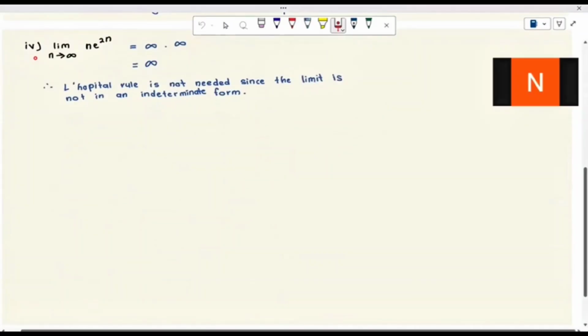Okay, for the last question, limit of n times e to the power of 2n as n approaches infinity. When we substitute infinity into n, we got infinity times infinity, which is not an indeterminate form. So infinity times infinity, we get infinity. To conclude, L'Hopital's rule is not needed since the limit is not in an indeterminate form.